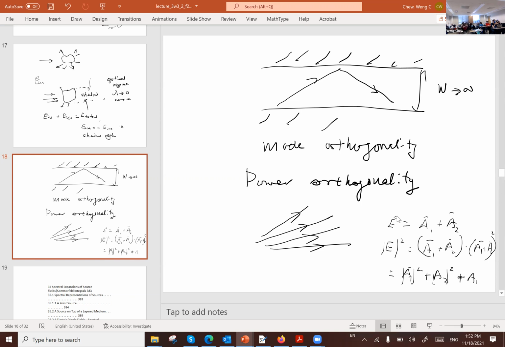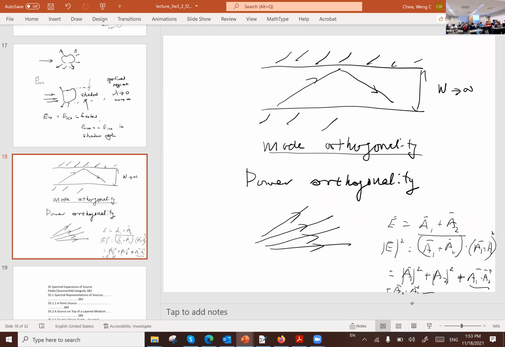plus A1 dot A2 conjugate plus A2 dot A1 conjugate. So in linear algebra, we know that if two quantities are orthogonal, this term will disappear, this term will disappear. But if you go to abstract Hilbert-space algebra, these two terms will also disappear. So when you have mode orthogonality that we alluded to earlier, you will have power orthogonality.